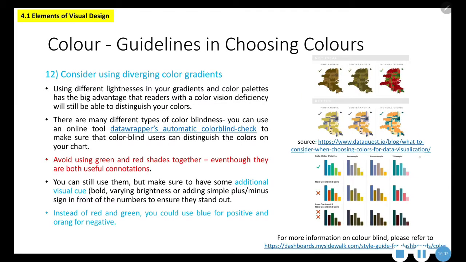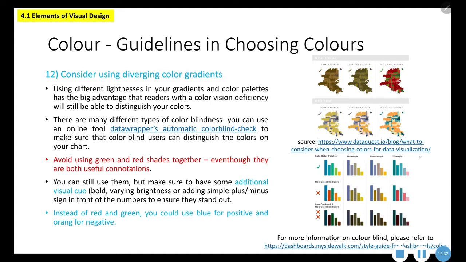And the last guideline, choosing colors. We have to consider using diverging color gradients. We should use different lightness in the gradient and color palettes because it brings a big advantage to readers with a color vision deficiency, so that they will still be able to distinguish the colors. There are many types of color blindness.